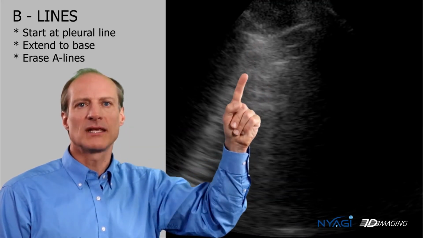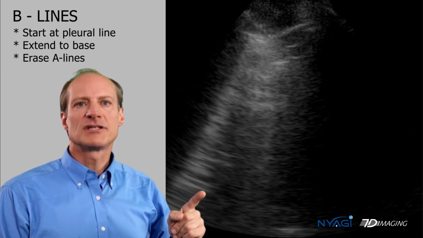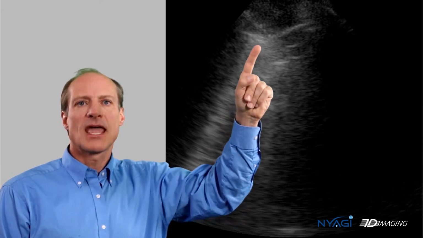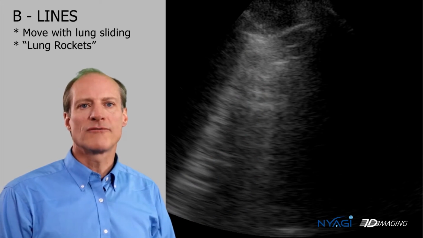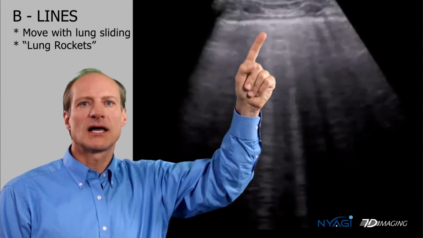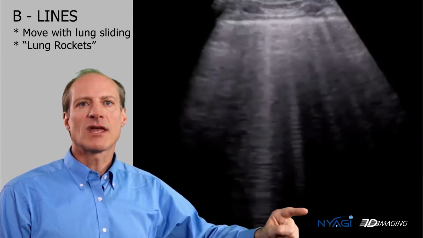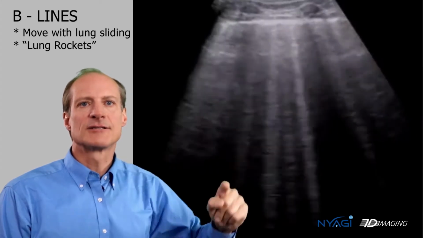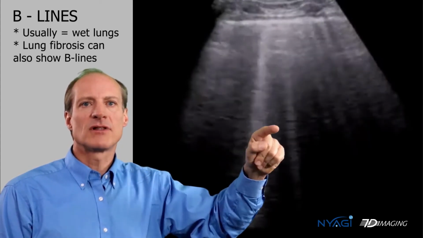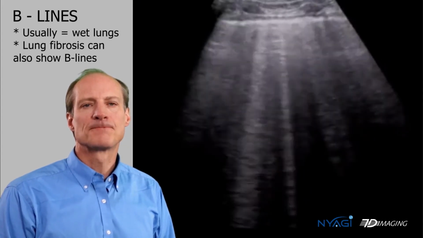Here's an example of a B-line extending from the pleural space to the bottom. Notice that it erases the A-lines, and the B-lines will often move with lung sliding. Here you can see multiple B-lines, or lung rockets as they're sometimes called, moving as the pleura slides. This type of lung is likely moist, filled with fluid.